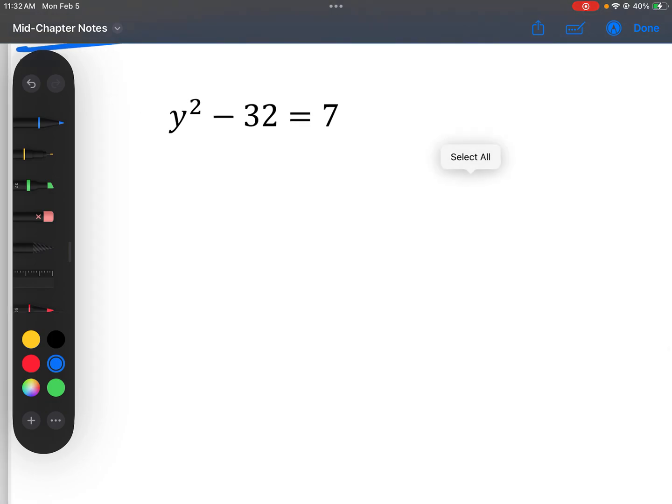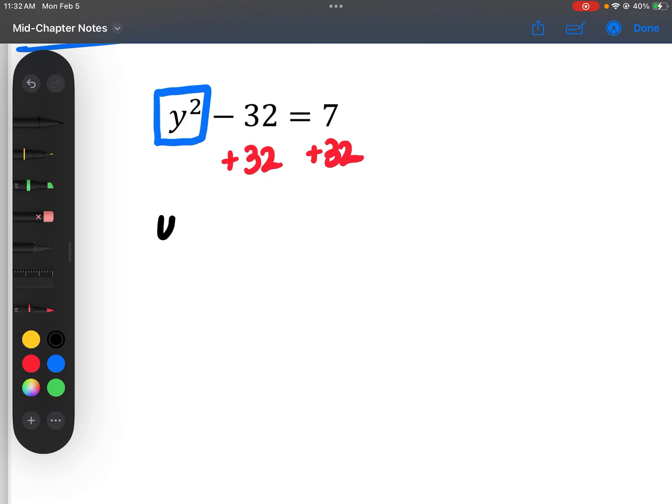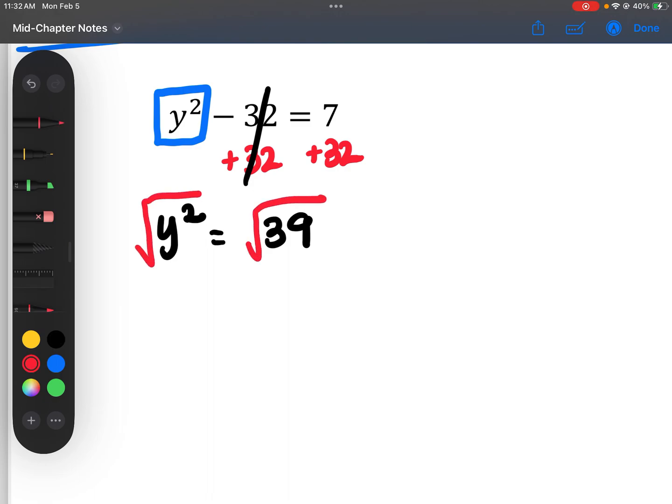First thing you do is you get the variable by itself. So in this problem, I'm going to add 32 to both sides so that the y squared is all alone. So I have y squared, those cancel, equals 39. Once you've got it by itself, you're going to get rid of the square by taking the square root on both sides. Just remember, when you do a square root, you have two answers. You have a positive and a negative answer. The square and square root cancel each other out.